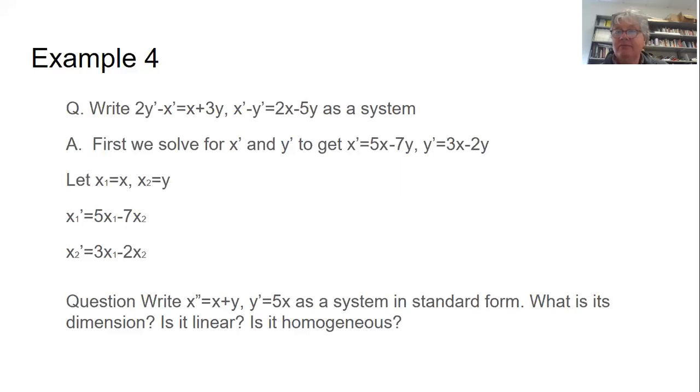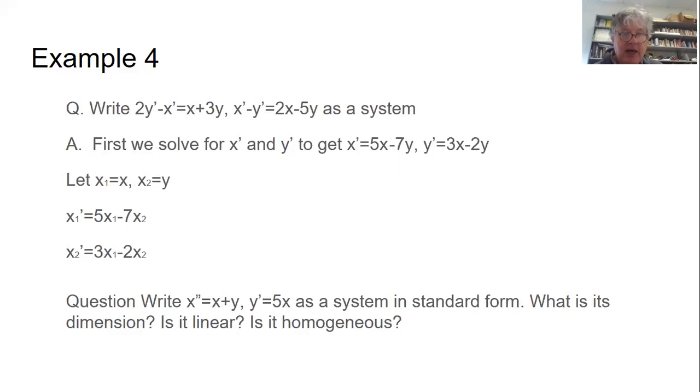So once we've done that, we've done all the work, right? So we just let x1 be x and x2 be y, and then we can just write down the system.